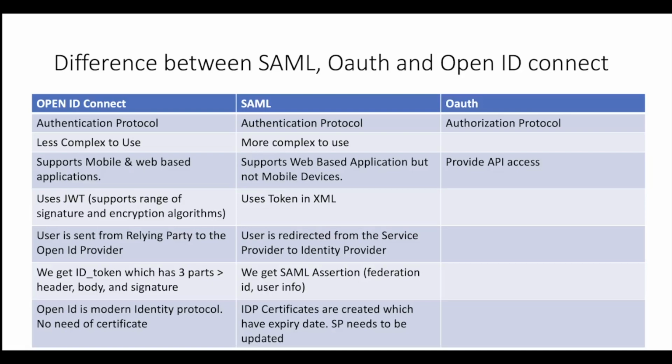However, in SAML we get a SAML assertion, which contains the federation ID and user info, which is again in XML format. We can say that OpenID is a modern identity protocol, and there's no need for a certificate in OpenID. Whereas in SAML we create certificates, we upload certificates at the service provider end, and we also have certificates at the identity provider end. Those certificates have an expiration date, so they need to be updated once they expire.